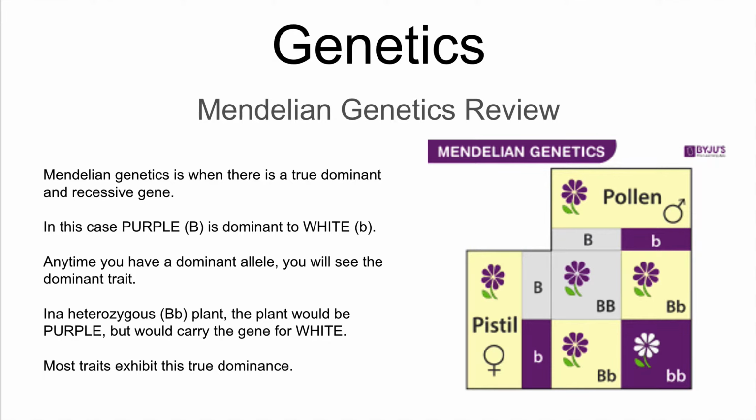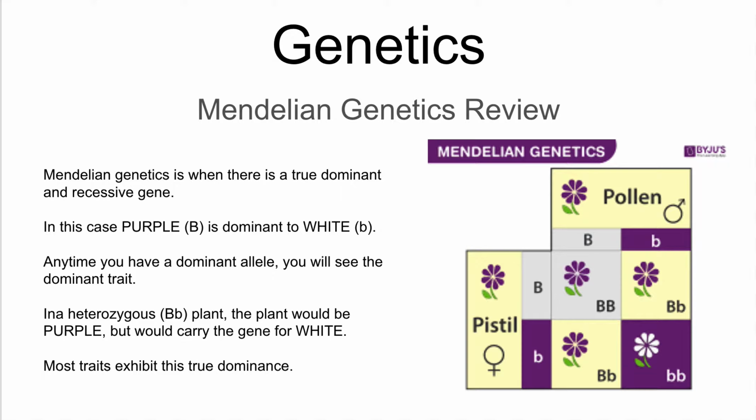Quick review of genetics and then instructions on how to do your monster genetics lab, which is in your notebook. So all the genetics we've been talking about so far is called Mendelian genetics. It's named after Gregor Mendel, the guy that is considered to be the father of genetics. And in Mendelian genetics, there's always a truly dominant version and a recessive version.